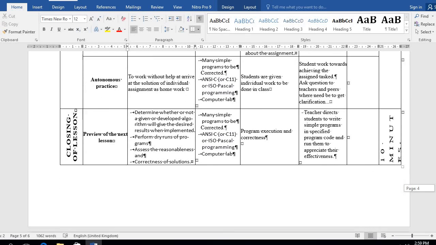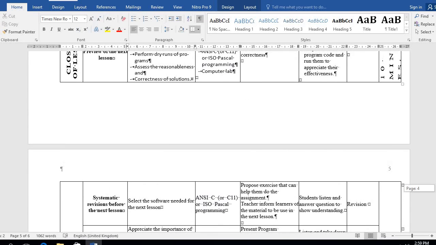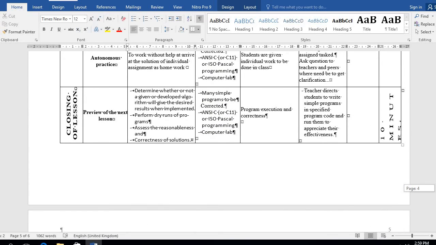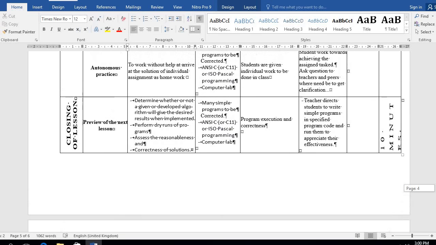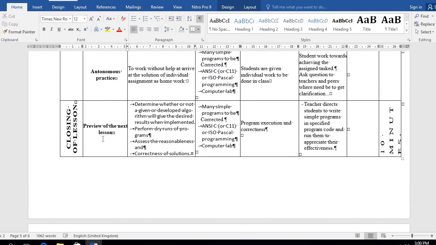In the traditional lesson plan, we'll call this conclusion. But here we have closing of lesson. Under that you have components like review of the next lesson. You are making a signpost. You are telling them what they are expected to learn in the next lesson.